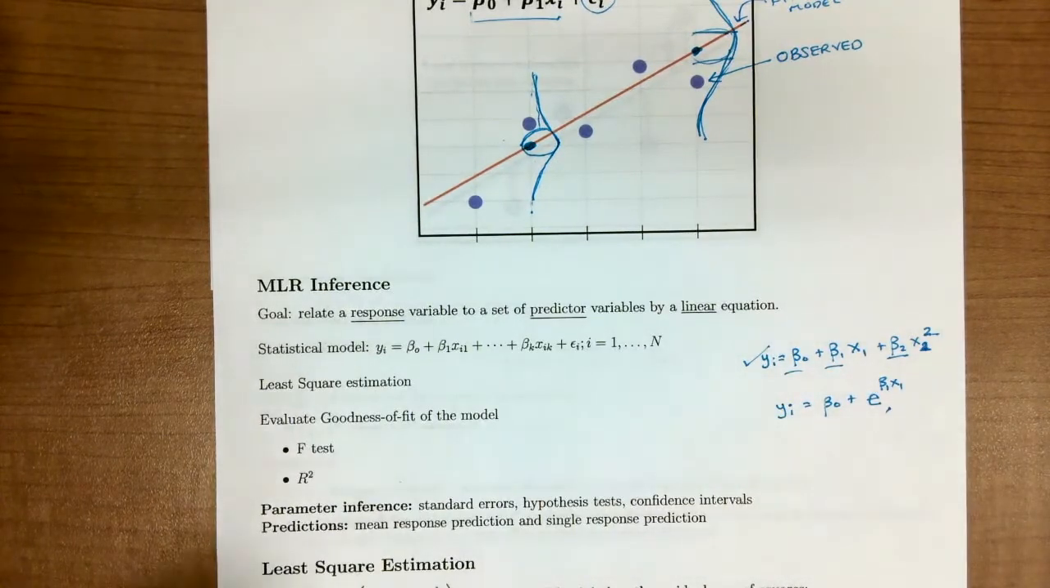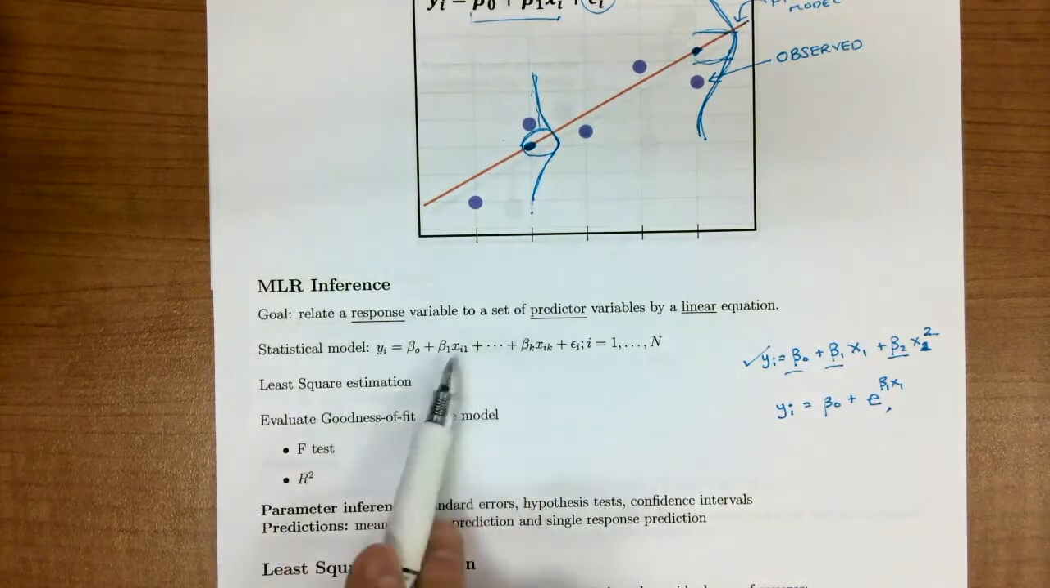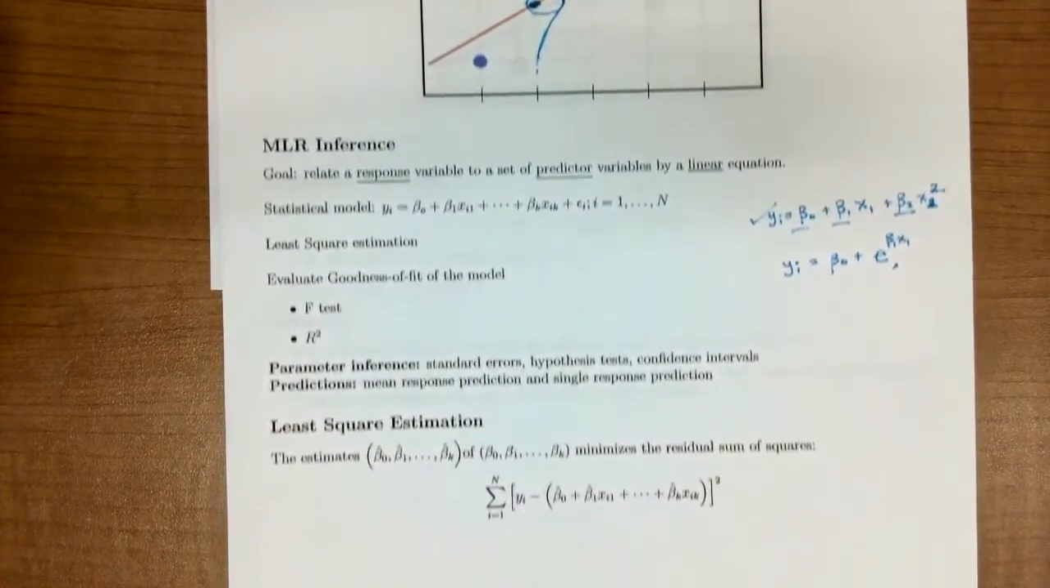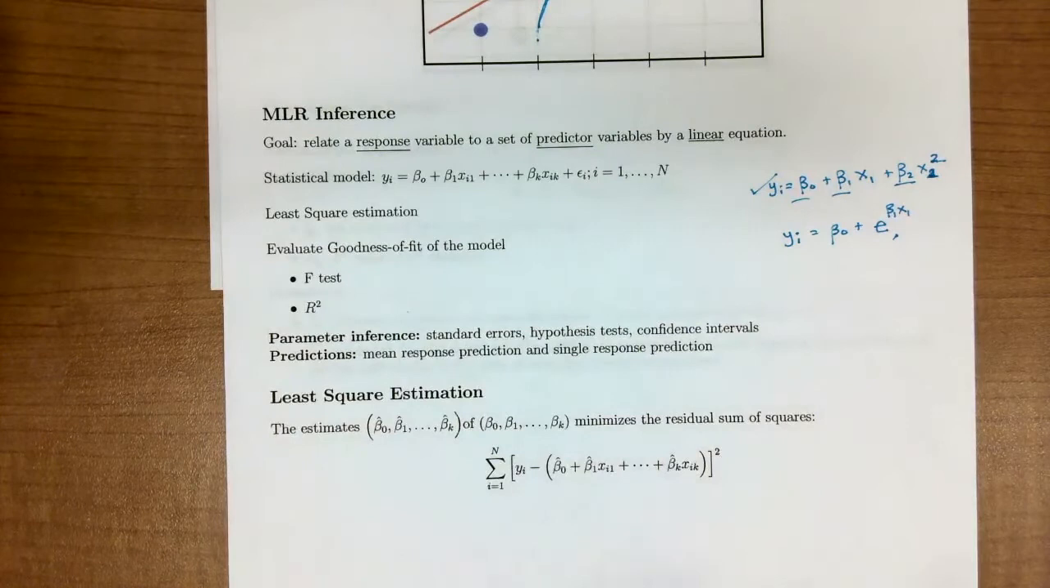Okay, we then have our statistical model where we're trying to figure out how y is related to these x's. Once we get our statistical model, we're going to apply a least squares estimation, which will allow us to get an estimated model. Once we find our estimated model, we then want to look at the relationship between the predictors and our response so that we can evaluate the goodness of fit of our model.